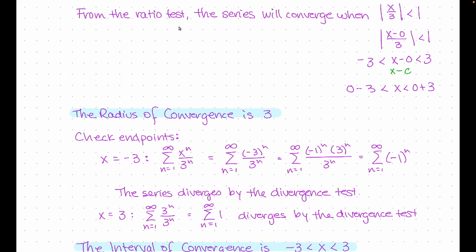Any other questions? All right. Well, your task is go ahead and try B and C. Do the same process we just did on part B and C and see if you can show that, yes, the radius of convergence is still 3, but the interval of convergence will be different.